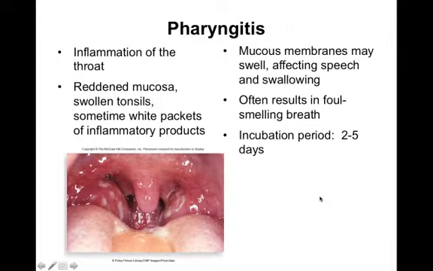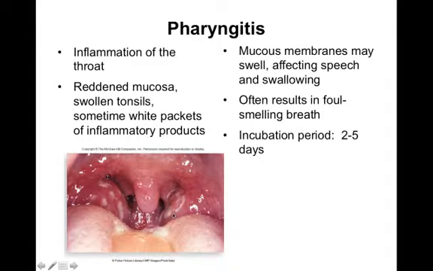So pharyngitis is a very common upper respiratory infection, and essentially what it means is inflammation of the pharynx and/or the throat. It's red mucosa, swollen tonsils, sometimes white packets of inflammatory products on the tonsils themselves, which you can see here. By far the most common of these, at least bacterial-wise, is strep throat, caused by Streptococcus pyogenes.